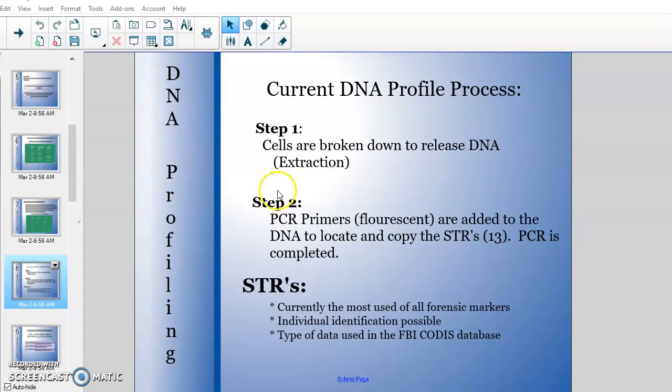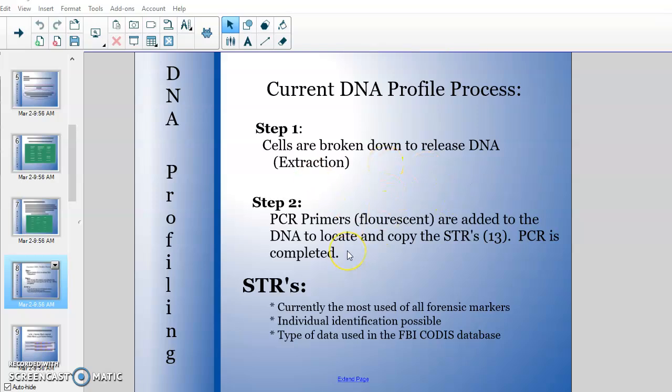All right, so step one. The cells are broken down to release the DNA via extraction, and that part is just like we learned, right? Lysis solution is added, the cells are broken down, they're put in a warm water bath, they're put with alcohol, right? The whole process, just like we learned, okay? So step one, the cells are broken down to release the DNA via the extraction process.